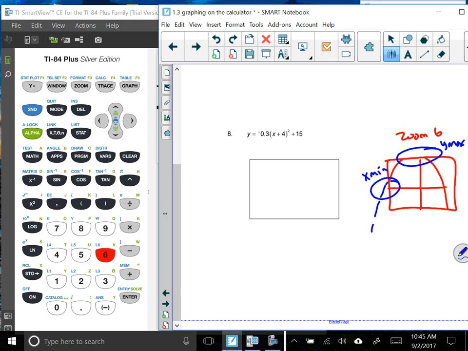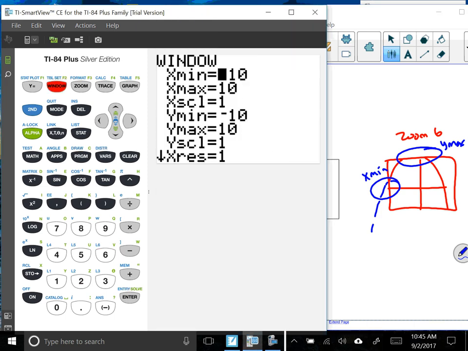Okay? You go to window. You can do negative 15. A lot of people try negative 15 first. I just have a tendency to try negative 20 first. Either one of those is fine. I'm going to change my x min to negative 20. And I'm going to change my y max to positive 20. Leave everything else alone. Don't hit zoom 6.